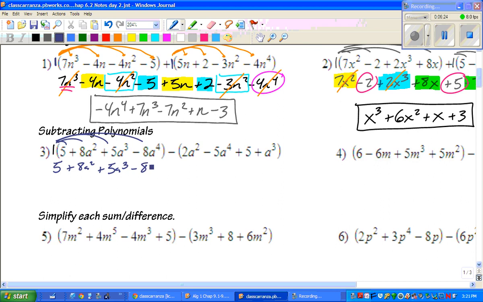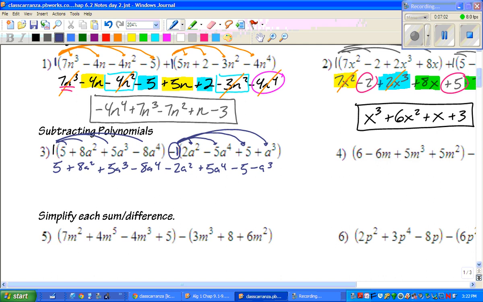Just rewriting it all. Now, on the other side, we're distributing a negative 1. So a negative 1 times a positive 2 gives me a negative 2a squared. A negative times a negative would make that a positive 5a to the 4th. A negative times a positive makes that a negative 5a. Okay, so if you pay attention, what happened, all of my signs changed.